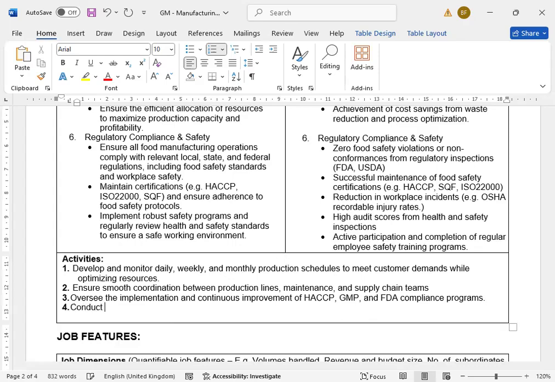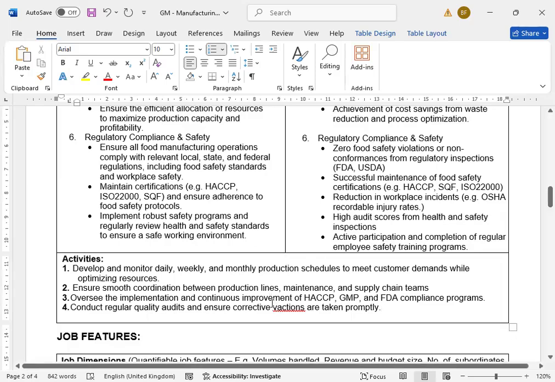And then another one is conduct regular quality audits, ensure corrective actions are taken promptly. Okay.